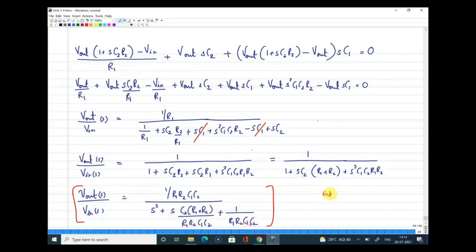What is the form here? Omega naught square divided by S square plus omega naught S by Q plus omega naught square. This is the form. That means from this expression you can definitely get the omega naught and Q of the circuit, right? So that also we will do.